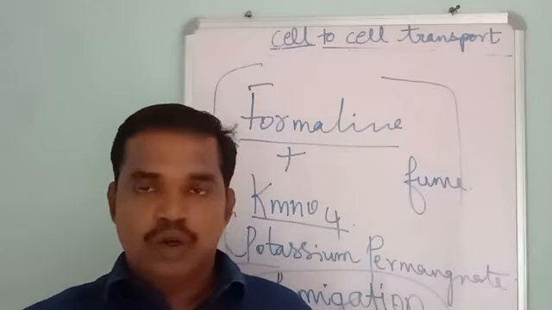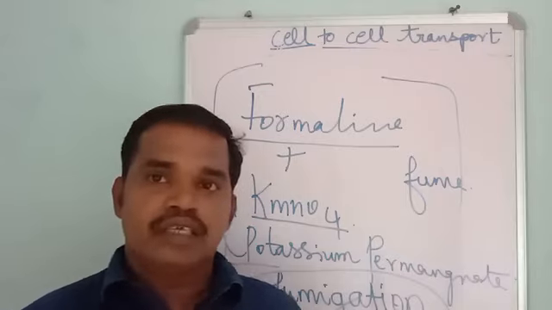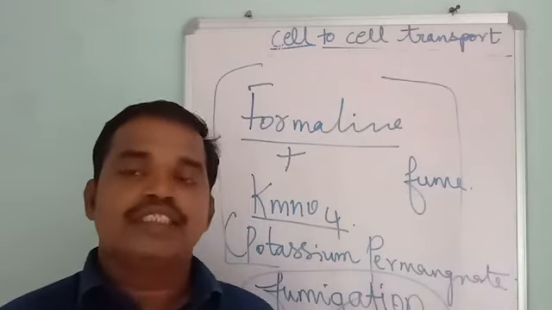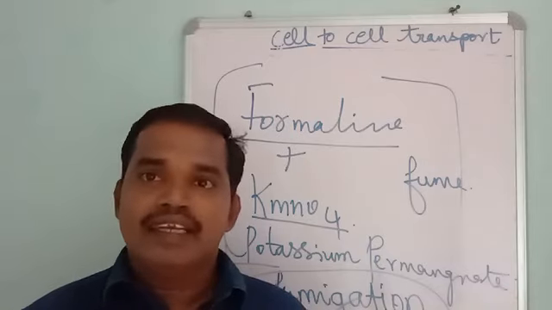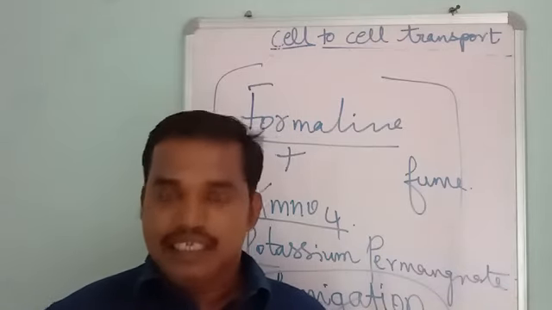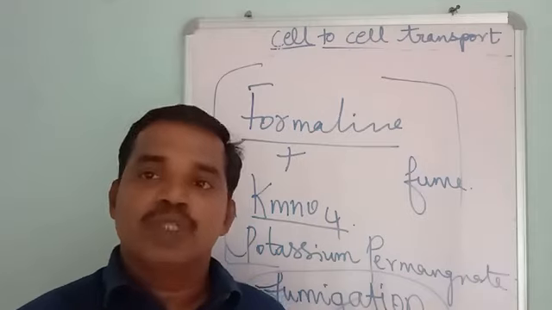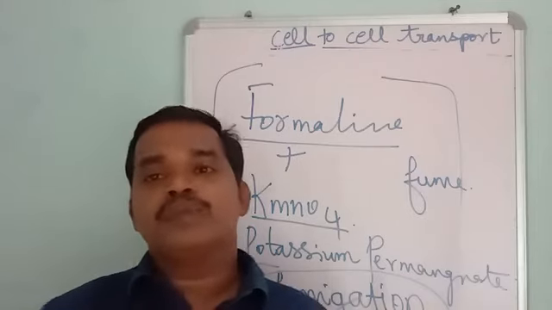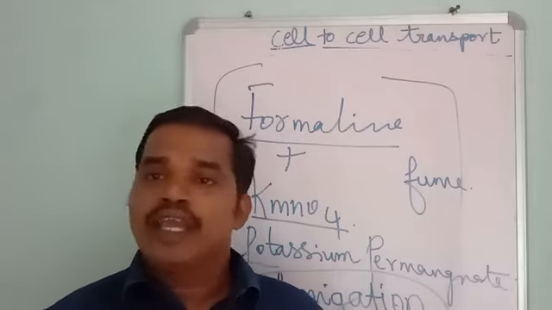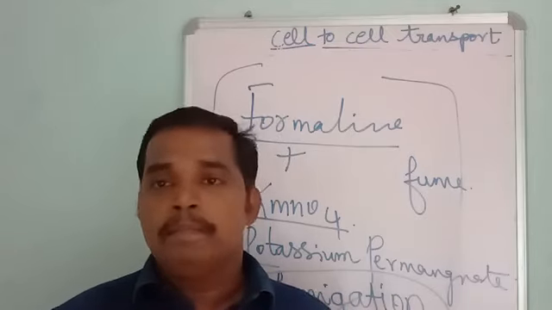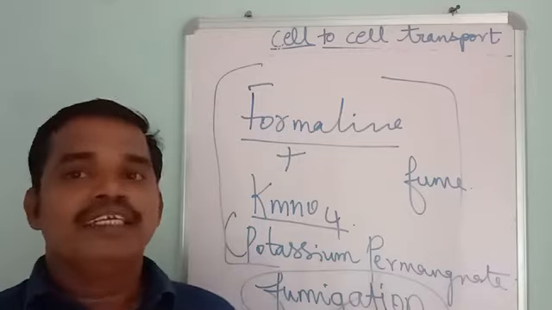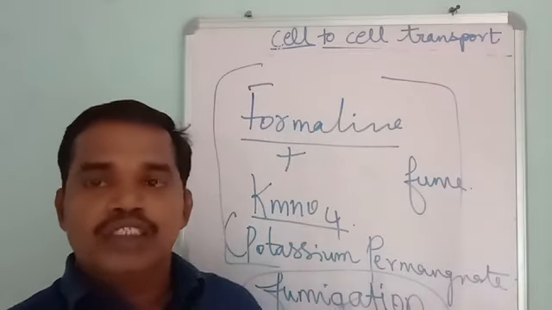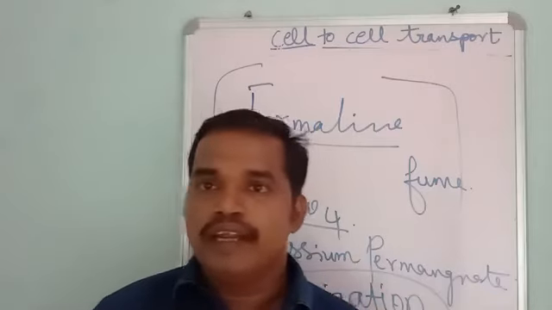I hope you understood the means of transport in plants. What is next: we will discuss active transport. In active transport, substances move from lower concentration to higher concentration with the expenditure of energy. An example is the sodium potassium pump. We will be discussing active transport later. I hope you understood the means of transport in plants. Thank you.